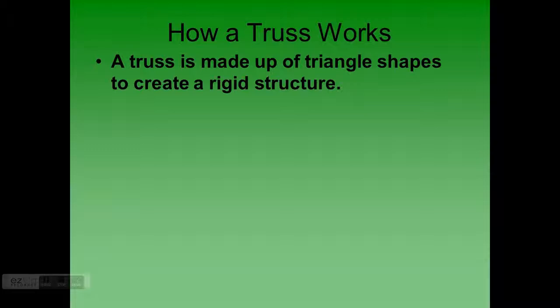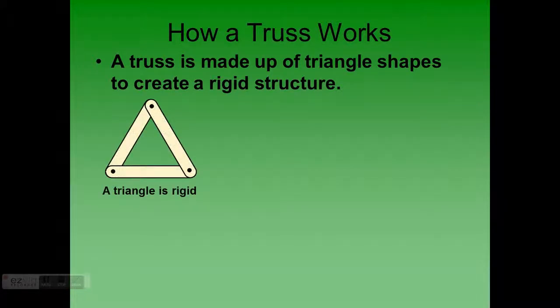So how does a truss structure work? Basically, a truss is made up of triangle shapes to create a rigid structure. By using a bunch of smaller triangle shapes fastened together with other triangle shapes, you can span a long distance. So in a truss, a triangle is a rigid object. It can't be distorted without the material failing and breaking.